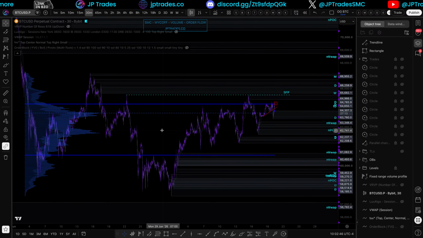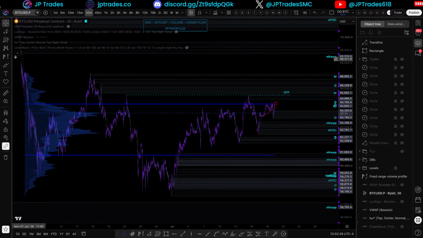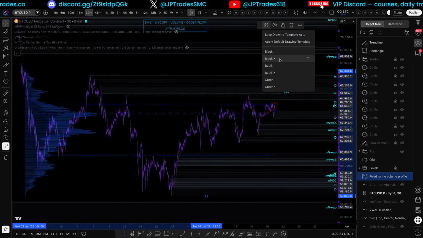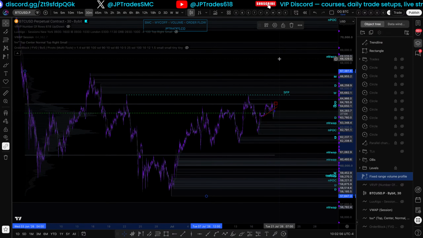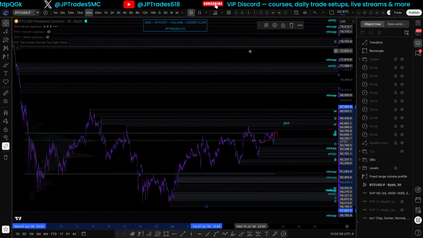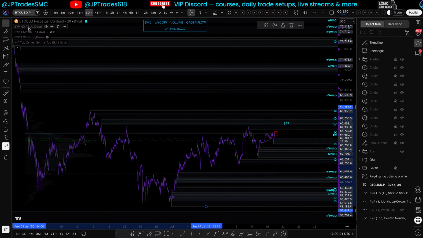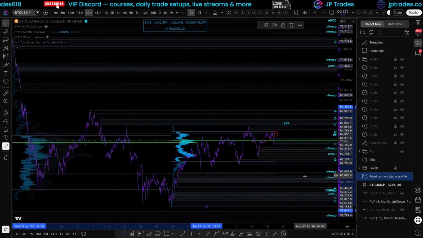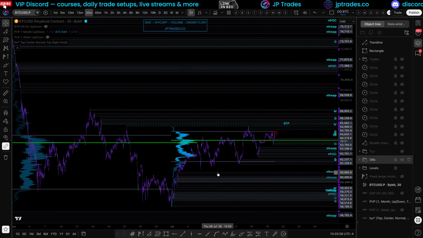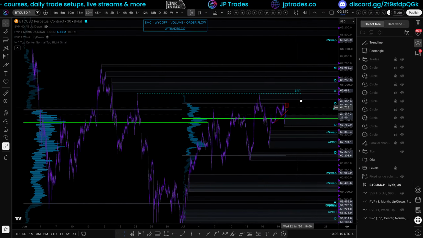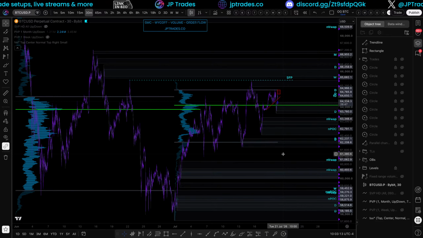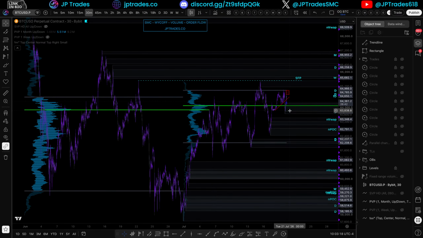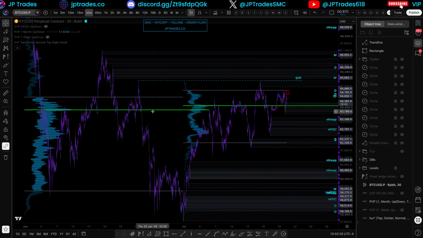So that's about it for me today. Took a look at the sessions on the daily, the weekly. Let's go ahead and take a look at the monthly real quick as well before I hop off. Hide that fixed range, just to give us a little bit higher time frame context. So you do have this point of control right around this area as well, the previous monthly point of control.